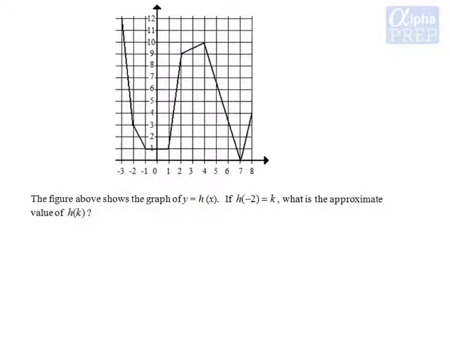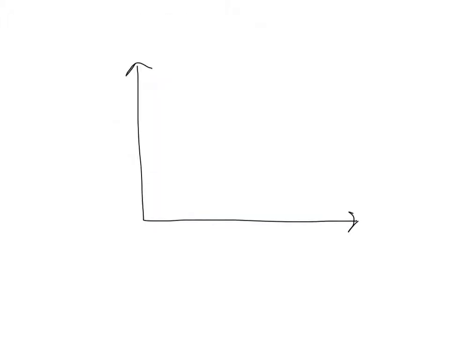So this question is asking about reading function notation in a graph. Now, when you're reading function notation in a graph, there's a couple of things you have to keep in mind. So let's say we have a regular xy axis here. Now, I'm going to draw some function. It doesn't really matter what it is.